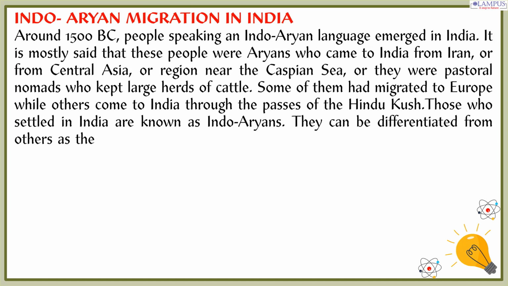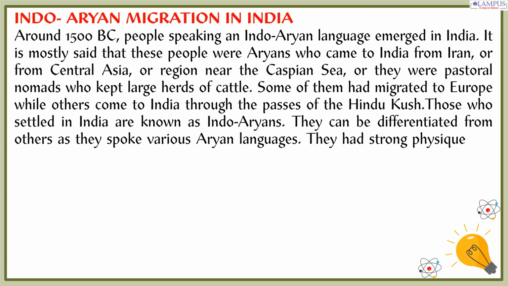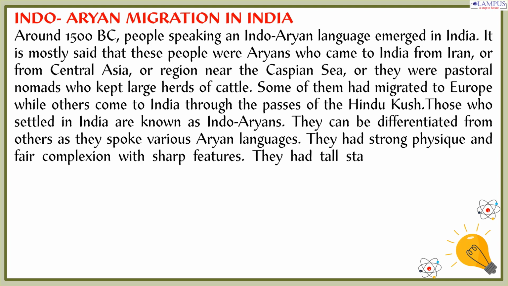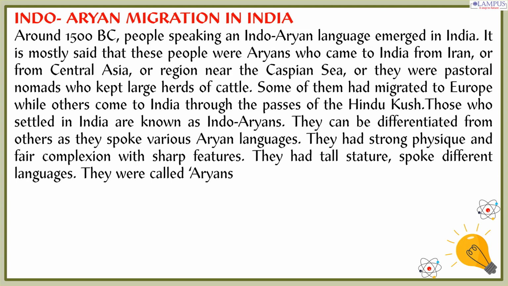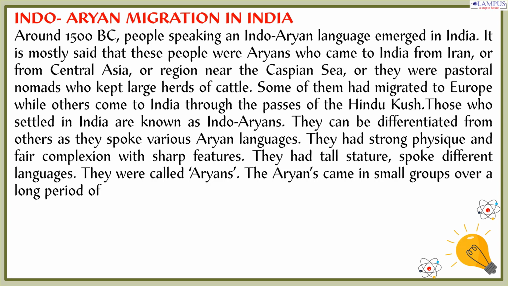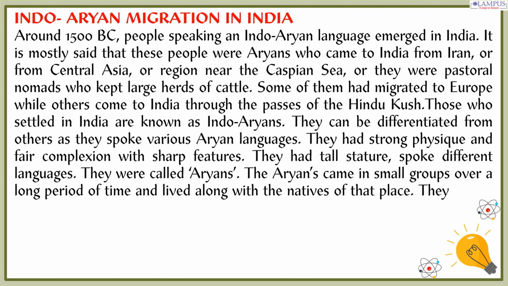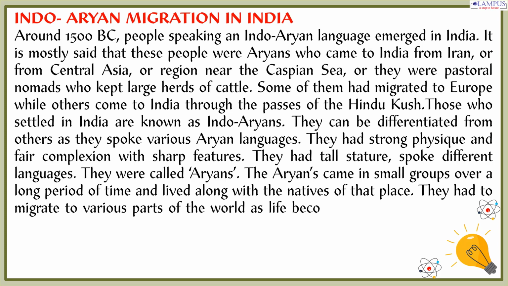They can be differentiated from others as they spoke various Aryan languages. They had strong physique and fair complexion with sharp features. They had tall stature and spoke different languages. They were called Aryans. The Aryans came in small groups over a long period of time and lived along with the natives of that place. They had to migrate to various parts of the world as life became difficult for them in their original homeland.